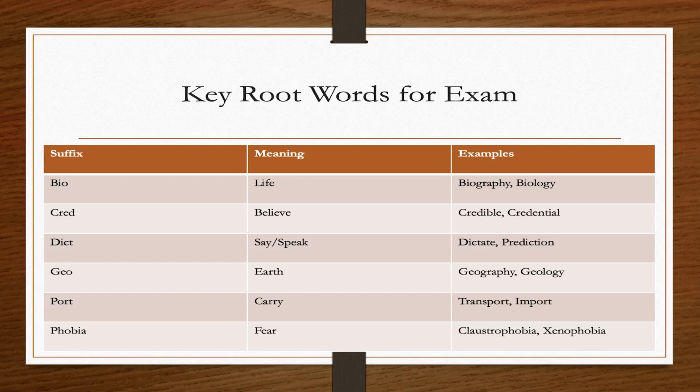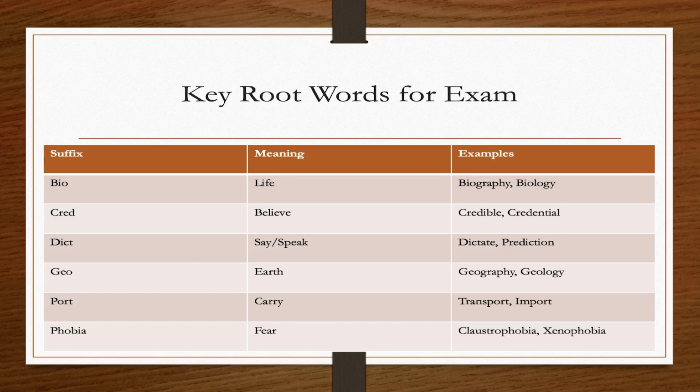Cred means to believe. Now credible is something that can be believed. Okay, credentials means details of a person. Dict, to say or to speak. Dictate and prediction. Dictate means to speak something. Prediction means to say something about the future. Okay, that is dict. The next one is geo, that is earth, geography, geology. Okay, I think we need not discuss everything.